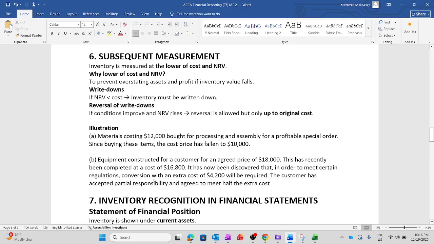Also, let's look at an illustration so we can have a feeling of what I've been talking about. So, for instance, for A, we are talking about material cost of 12,000 for processing and assembly for a profitable special order. Since buying these items, the cost price has fallen to 10,000. So now, if we are going to account for the inventory, the cost that we are going to include as inventory, then it means we are going to use 12,000 units.